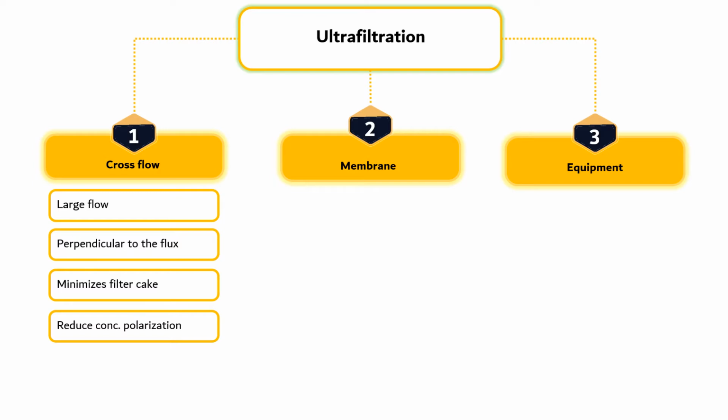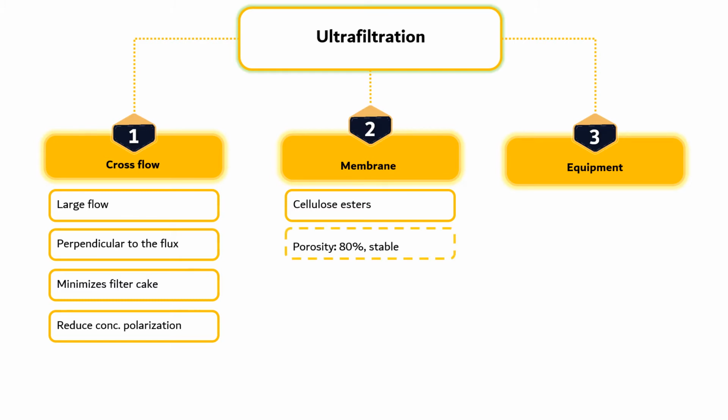Ultrafiltration is critically dependent on the membrane, which can be generally categorized into three types. The first type is made of cellulose ester or other polymers by spreading a thin layer of organic solution on water, glass, or an inert support. The membrane has a porosity of about 80% and average pore size ranging between 0.1 and 1 micrometer. This type of membrane is stable over wide ranges of pH, temperature, and organic solvents.